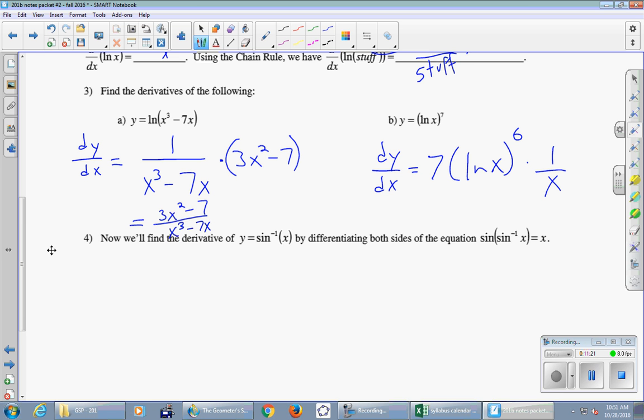A common mistake I see some folks make as they're learning this new ln rule is that they'll put ln of x in the bottom. It's supposed to be 1 over x, not 1 over ln x. And some people are upset by the fact that the derivative of ln doesn't involve ln, right? The ln just disappears. But that's what we saw. The derivative of ln does not have ln in the answer.